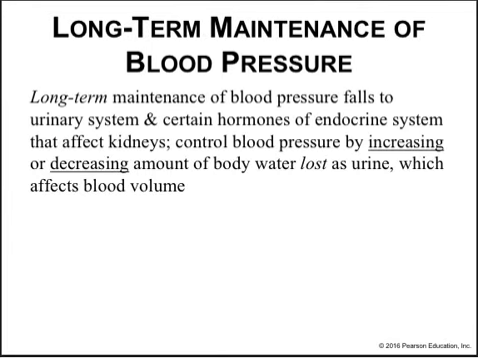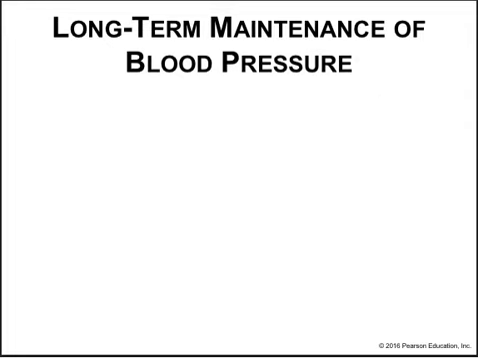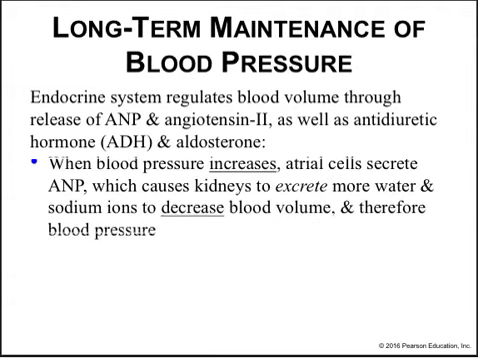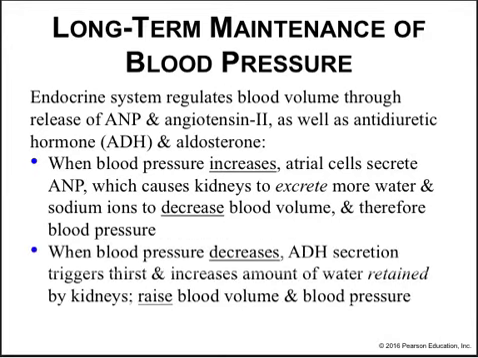Long-term maintenance of blood pressure falls to the urinary system and certain hormones of the endocrine system that hit the kidneys and control BP by increasing or decreasing the amount of body water we lose in the urine. The endocrine system regulates blood volume through the release of ANP and angiotensin II, as well as ADH and aldosterone. When blood pressure increases, atrial cells kick out ANP, and this causes the kidneys to excrete more water as it follows the sodium into the filtrate out of the body. This decreases blood volume and drops blood pressure.